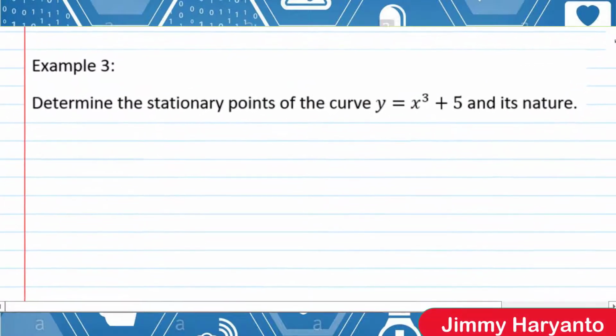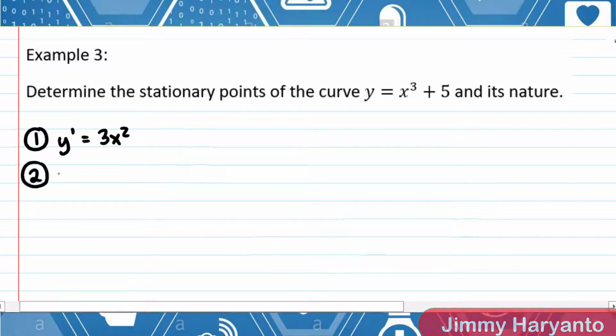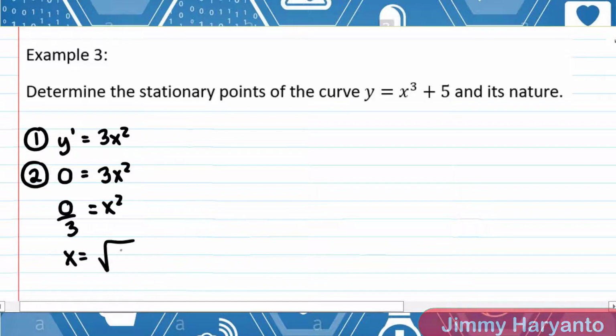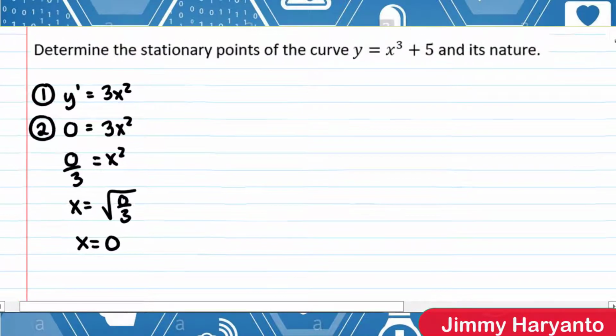Next is example 3. Let's try the inflection point. For example 3, we have y equals x cubed plus 5, and we find its nature. First you have to follow the steps. You have to find the derivative, which equals 3x squared. The second step is to find the roots. 3x squared equals 0, so x squared equals 0 divided by 3, and x equals the square root of 0 divided by 3, so x equals 0.